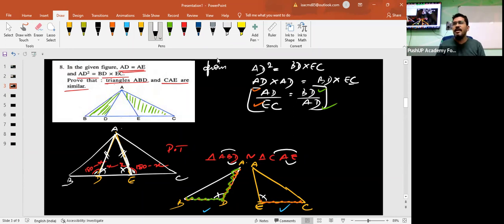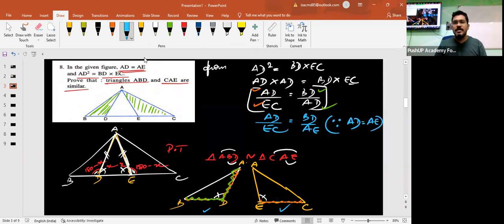Can't I replace it with AE? Yes. So you know what I need to do? While writing it in the paper, I just need to replace AD upon EC is equal to BD upon AD with what? AE. And you have to mention a reason here. AD is equal to what? AE. That's it. That is given to you in the question. Did you notice this? That is already given to you in the question.